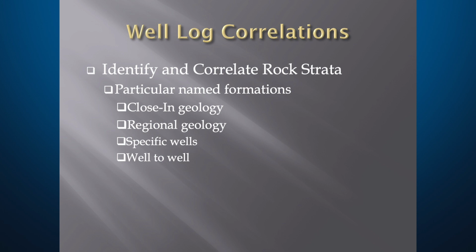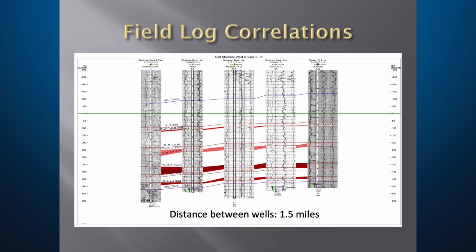And then you have regional geology, where we go from, say, Mount Vernon, Illinois to Carbondale over to Carmi. We correlate the same formations. So that's shown like this is a field correlation. From here to here, it's 1.5 miles. And I have in red all the zones that correlate up together. And this is on a datum point. So this is down dip and this is up dip.